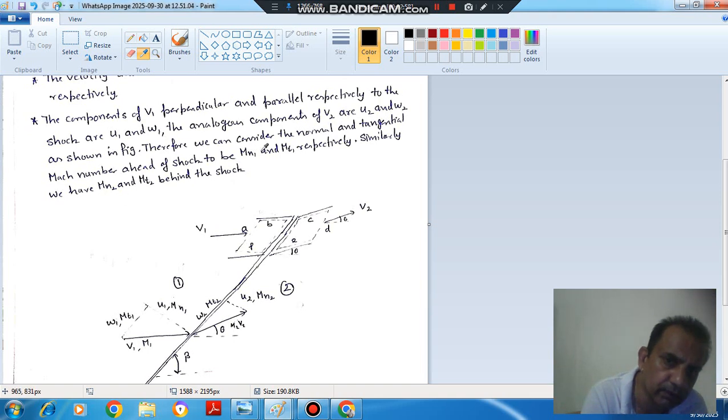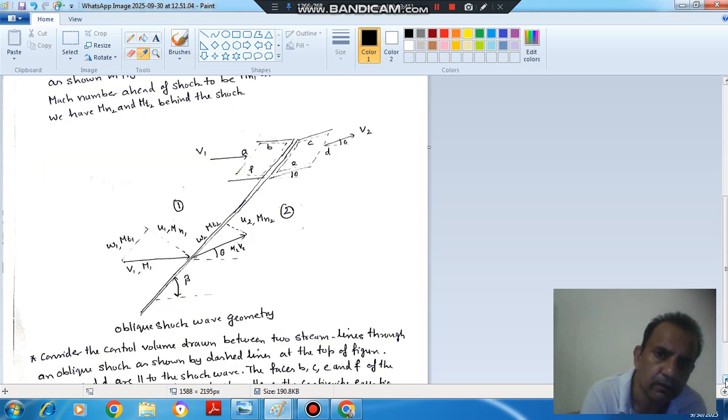Therefore, we can consider a normal and tangential Mach number ahead of shock. So this is normal to the shock, Mach number is Mn1, and this is along the shock, Mt1. Similarly, we have Mn2 and Mt2 behind the shock. So likewise, this Mach number can also be resolved into two components. Here, the perpendicular component is Mn1 and the tangential component is Mt1 before shock, and after shock it is Mn2 and Mt2 respectively for normal and tangential component.